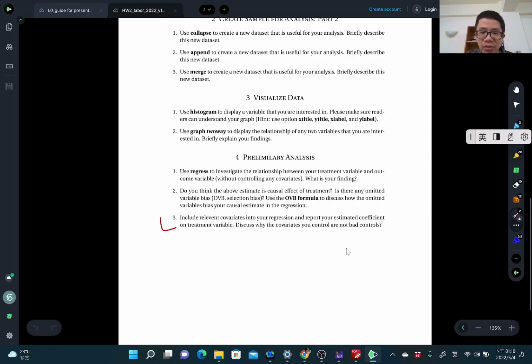And the third question is you need to include some covariates you need to control, and you should also discuss whether the covariates you control are good controls or bad controls.